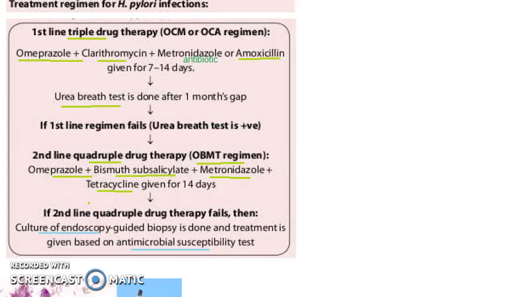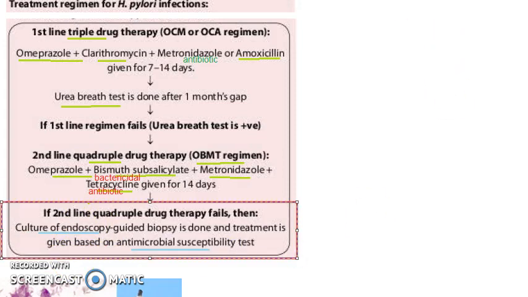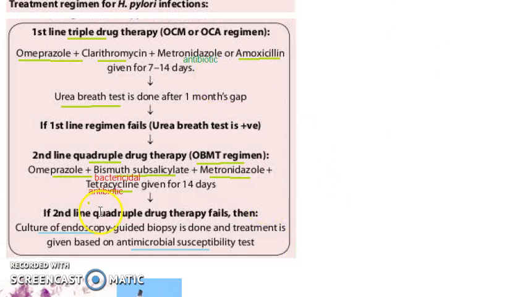What does Bismuth subsalicylate do? Bismuth subsalicylate is actually bactericidal and it also acts as an antacid. Tetracycline is an antibiotic. So you will give these 4 for 14 days. Again you will check whether there is improvement or not. If it fails, that means the urea breath test fails, you will do a culture, endoscopy guided, that is invasive. You are going to go invasive now.